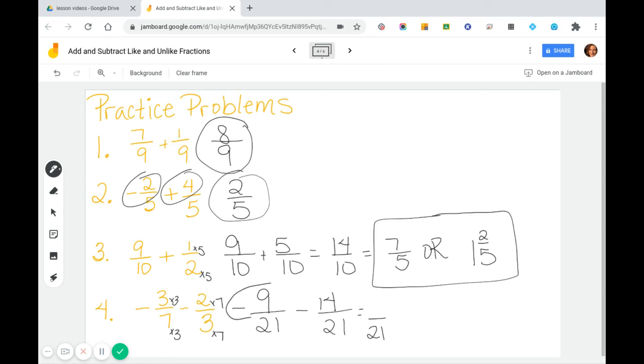But if I have a -9 and a -14, if I owe 9 and I owe 14, then I owe 23. So -23/21 is fine. Or 21 goes into 23 one time with 2 left over. So -23/21 or -1 and 2/21.